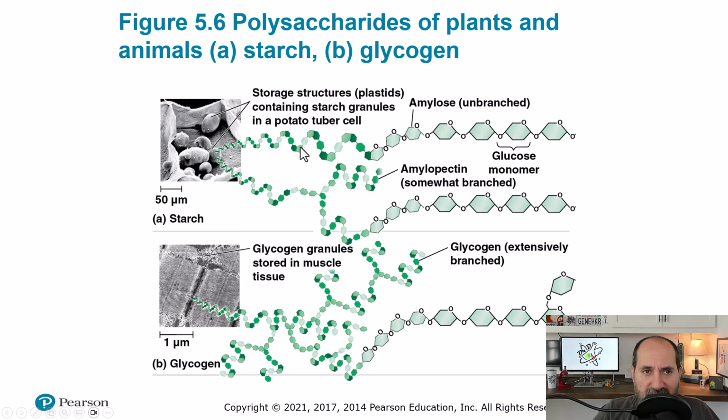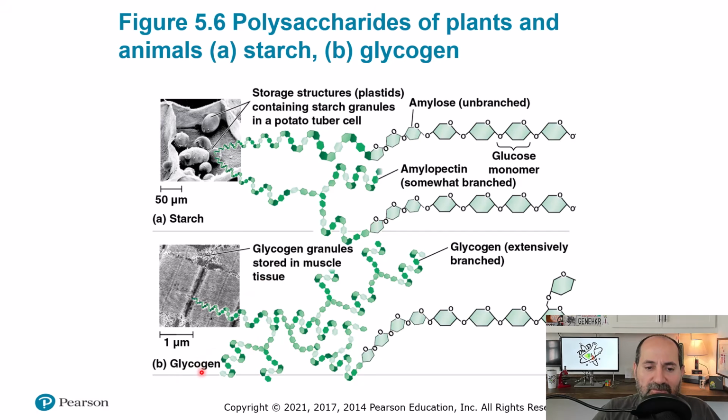So here you can see the difference between the two. On the top, you can see starch. Notice how starch is a polysaccharide of glucose. These are all glucose monomers strung together. And these form amylose, which is unbranched, and amylopectin, which is somewhat branched, but there isn't much branching going on with the glucose polysaccharides in starch.